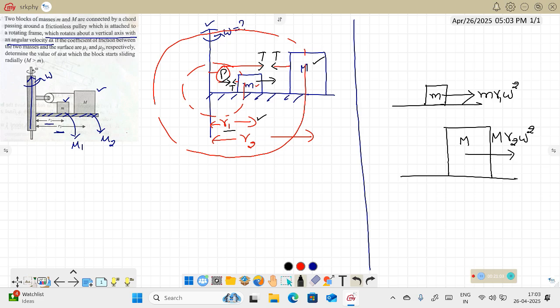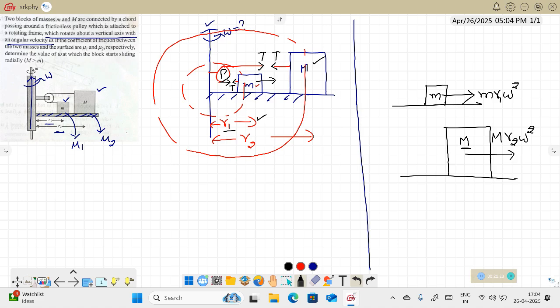So anyway, both masses are moving with the same system. That's why the angular velocity is the same for both. But what is the difference? Radius is different, mass is different. So which will experience more centrifugal force? The second one, the big block having more mass, experiences more centrifugal force.